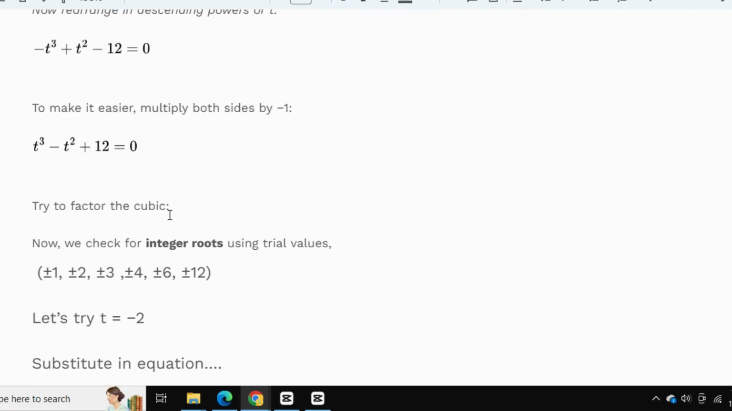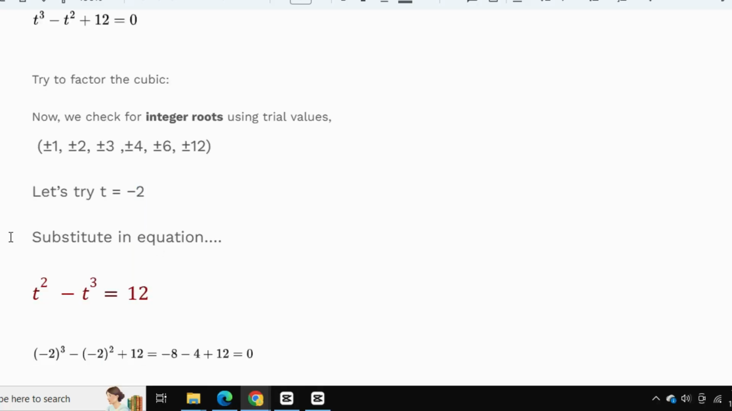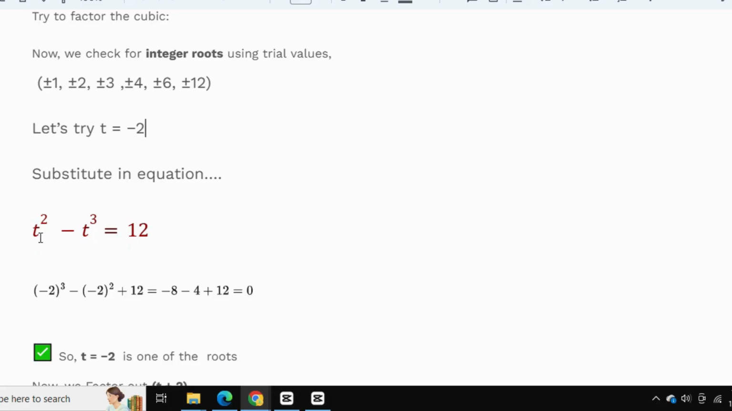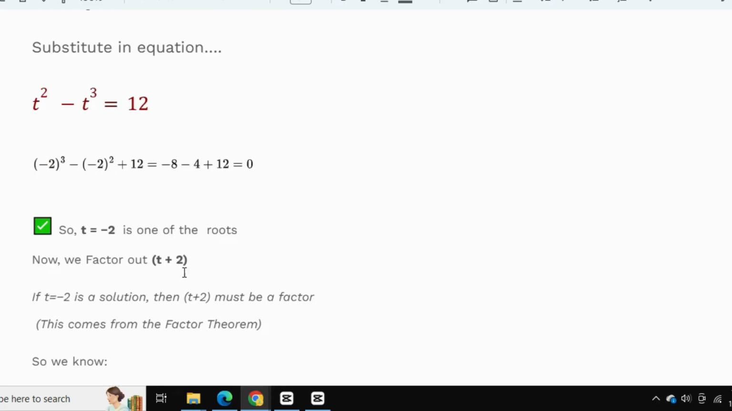Now try to factor the cubic. Now we check for integer roots using trial values. Let's try t equals -2. Substitute in the equation. So t equals -2 is one of the roots.